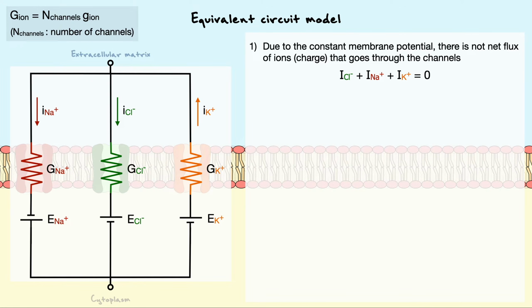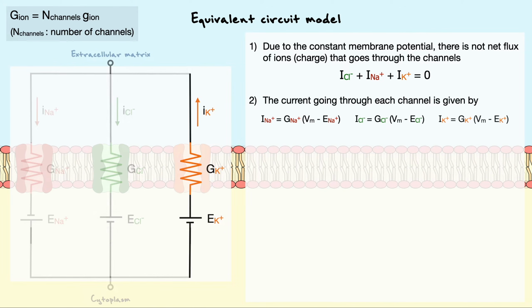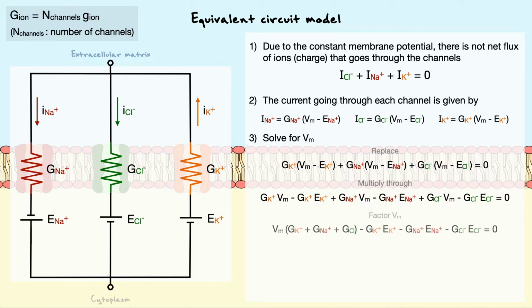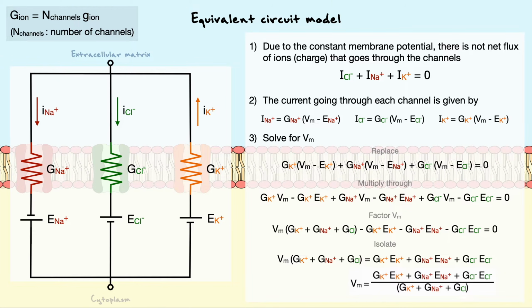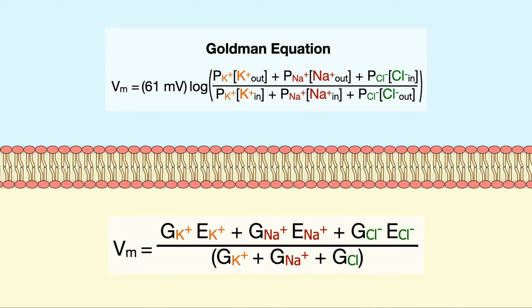Secondly, we have already established in our previous discussion that the current going through each channel is given by the modified Ohm's law, where the voltage is replaced by the driving force. From there, we can solve for the membrane potential by replacing each current with their definition in step 2. Then, we can apply a bit of algebra and finally isolate Vm. The final equation we get is very reminiscent of the Goldman equation, except here we deal with conductances instead of permeabilities, but overall they both give a value for the membrane potential.